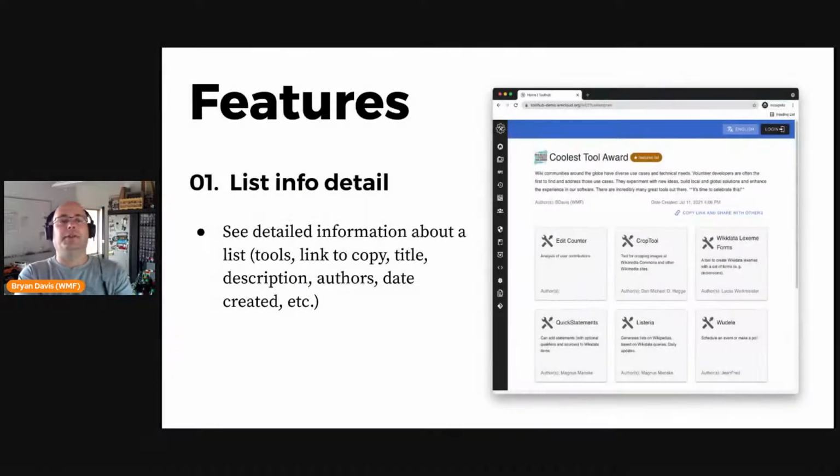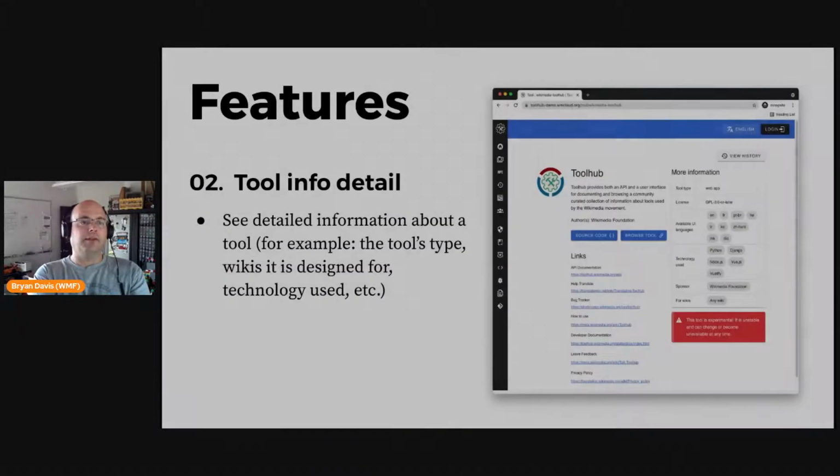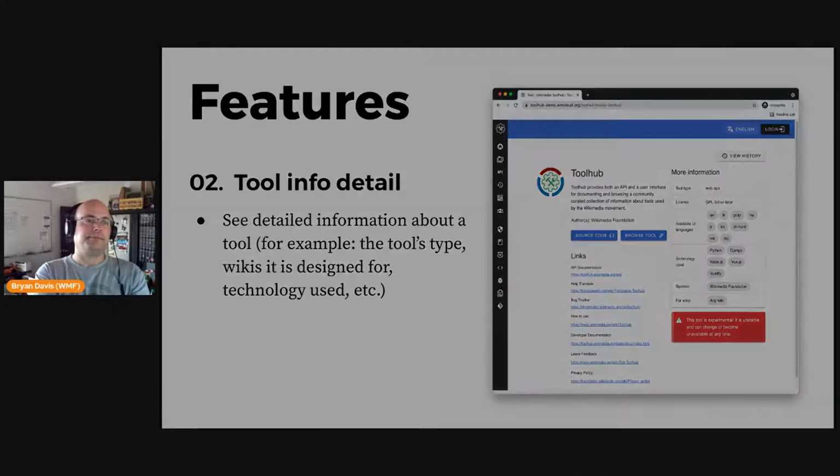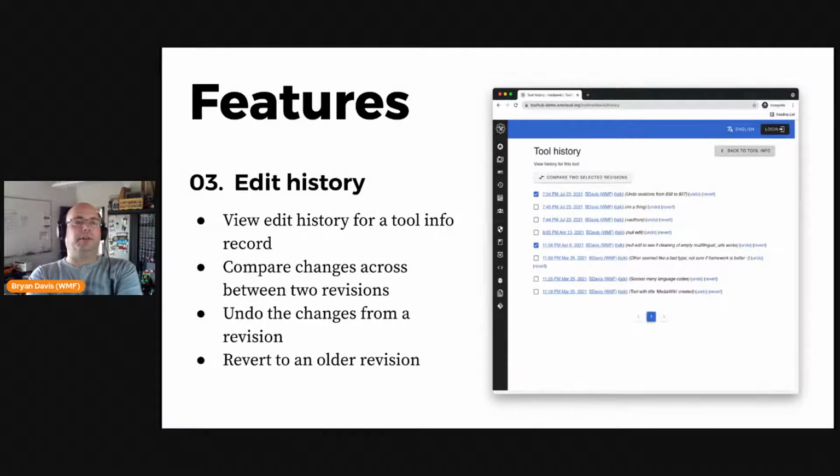Lists have detail pages, which also allow you to share deep links to them from outside of Toolhub. Each tool info card links to a more detailed page listing all the information that Toolhub has about the tool, including links to the tool itself and, if available, links to source code, bug trackers, etc. Tool records have a history view similar to wiki pages, where you can see what has changed over time and who made the changes.